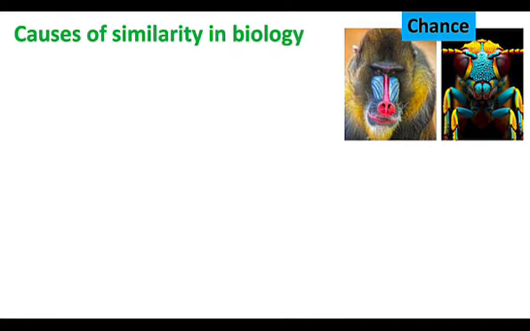The first is chance. Sometimes organisms are similar in particular features just because of chance. Like the reasons that this mandrill's nose is blue probably have nothing to do with the reasons that this insect's face is blue.